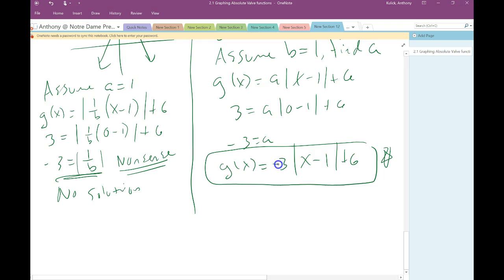Is this sort of thing going to happen every single time? No, not necessarily. You could certainly have a situation where you can get an answer for both a and b, particularly if one of them is positive. That can certainly happen.